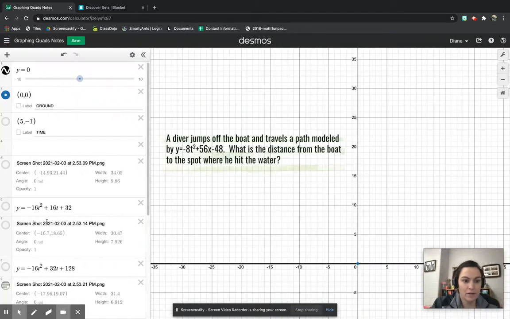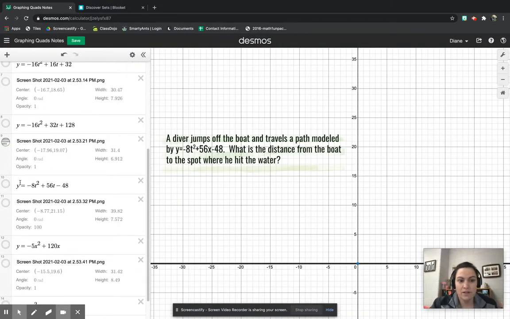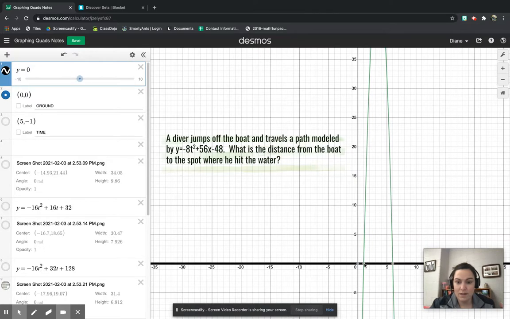So if we look back at our entries, I went ahead and typed this in. We've got y equals negative 8t squared plus 56t minus 48. So I see I've got my spots here. I've got one right here and one over here. So we're talking about the distance from this point to this point, and we can count that over. We've got 1, 2, 3, 4, 5. What's the distance? It's 5 feet. He traveled 5 feet from the time he jumped off the boat till he jumped into the water.